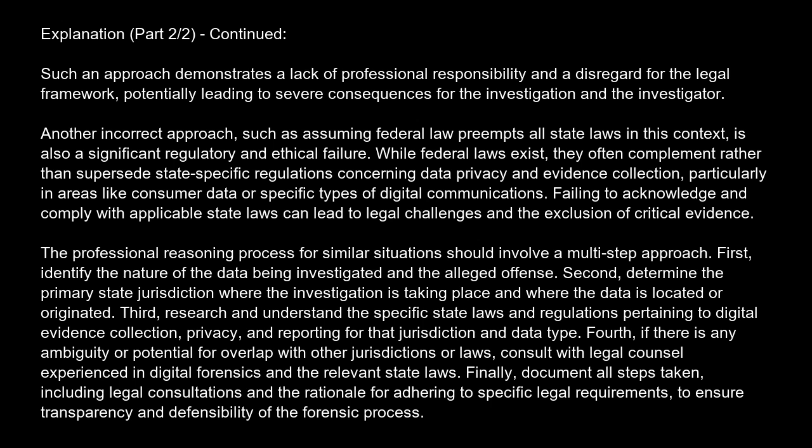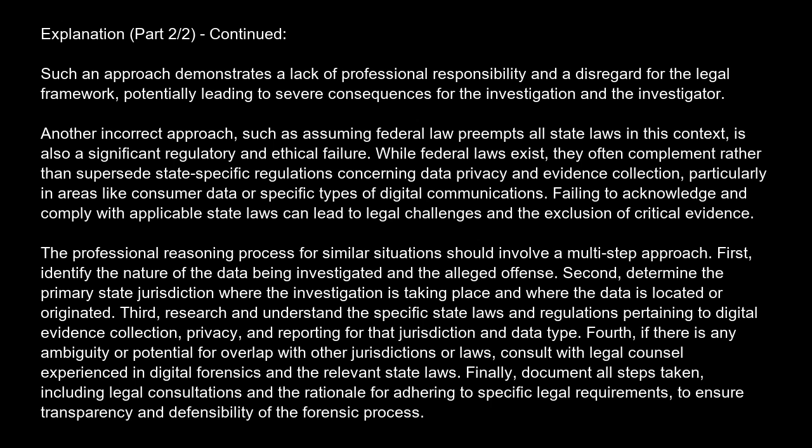Another incorrect approach, such as assuming federal law preempts all state laws in this context, is also a significant regulatory and ethical failure. While federal laws exist, they often complement rather than supersede state-specific regulations concerning data privacy and evidence collection, particularly in areas like consumer data or specific types of digital communications. Failing to acknowledge and comply with applicable state laws can lead to legal challenges and the exclusion of critical evidence.